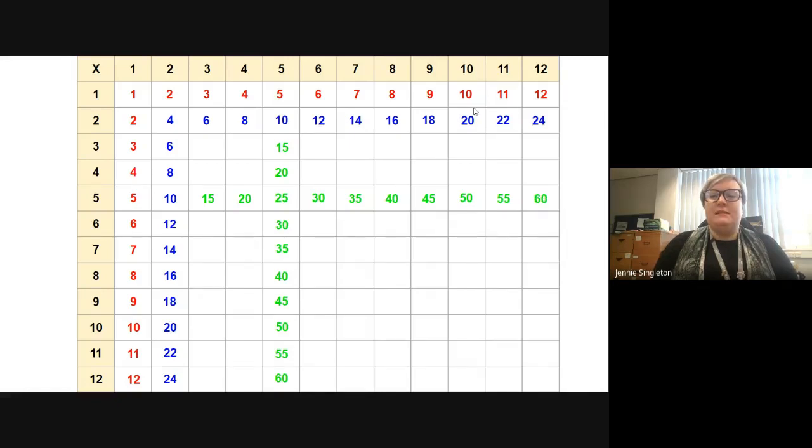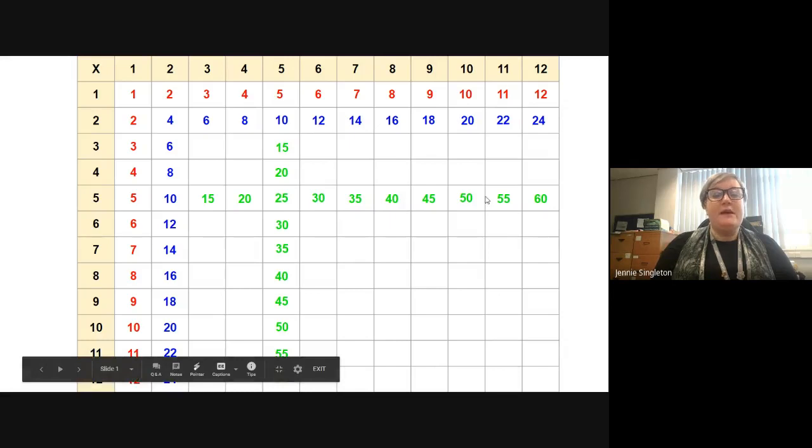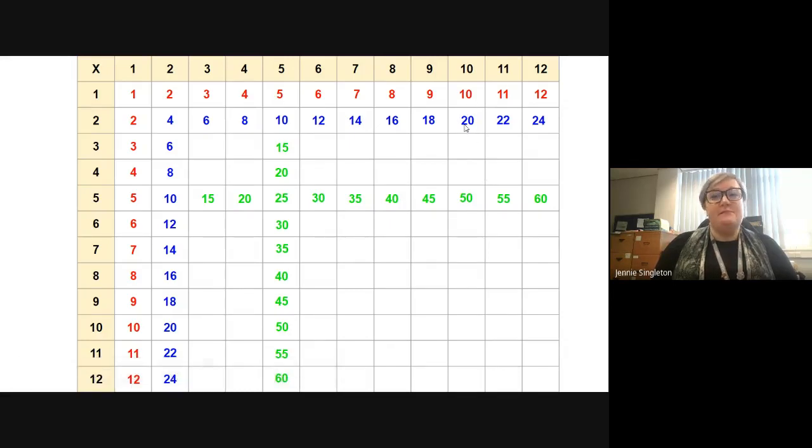The next easiest one is the 10 times table, because you basically just add a 0 to whatever you're timesing it by. So if I wanted to do 10 times 1, I take the 1, add a 0, and I get 10. 10 times 2, I take the 2, add a 0, and get 20. So I can do that for the entire column.